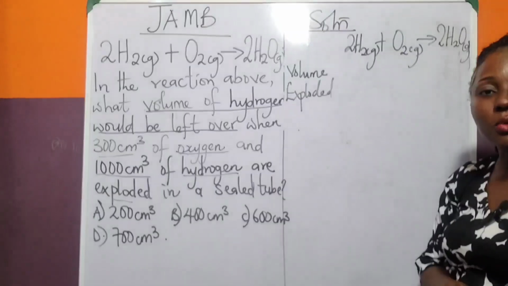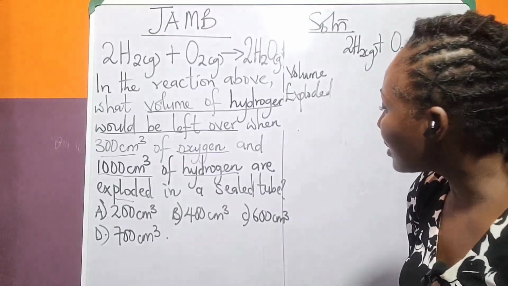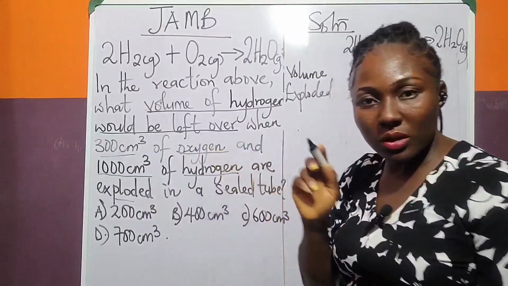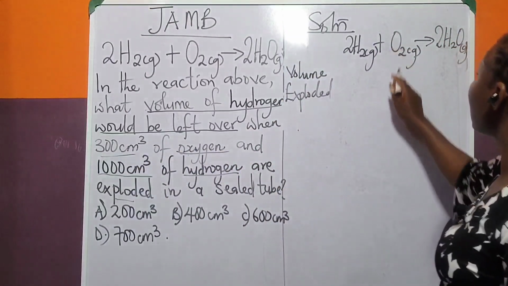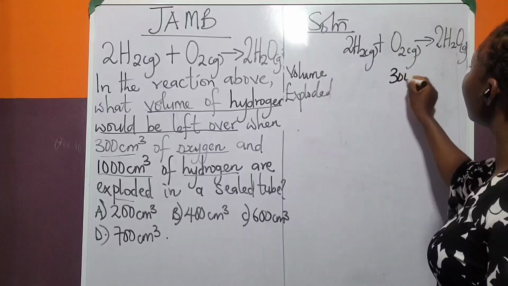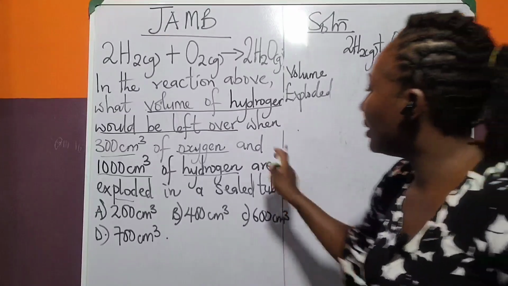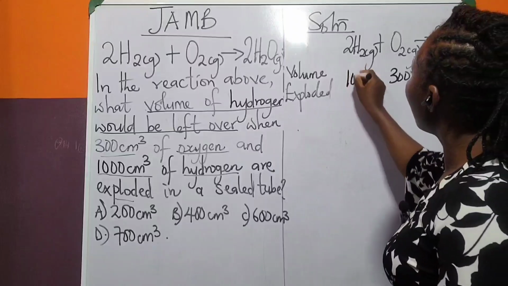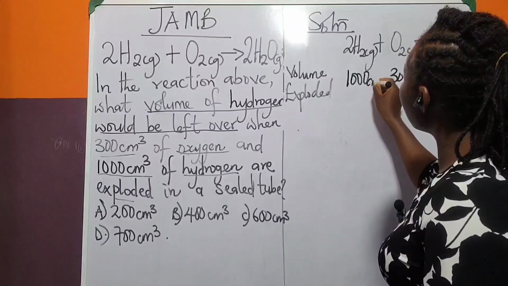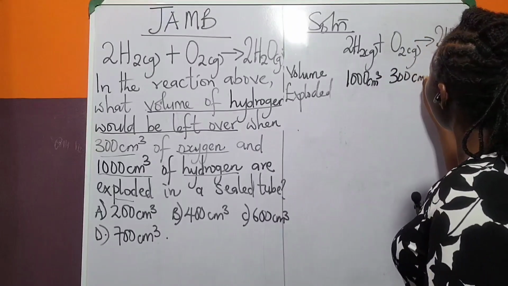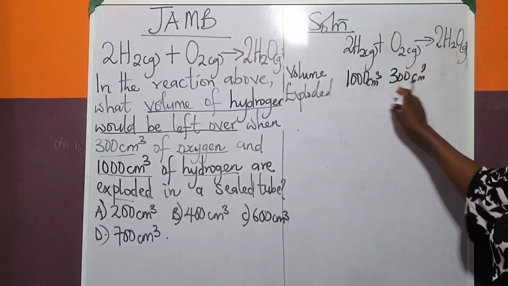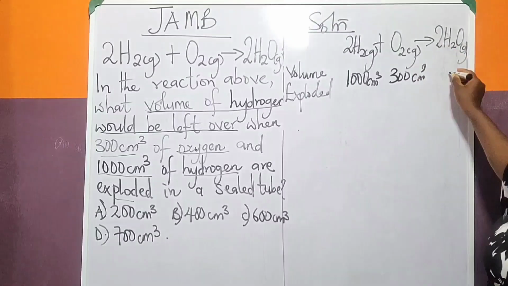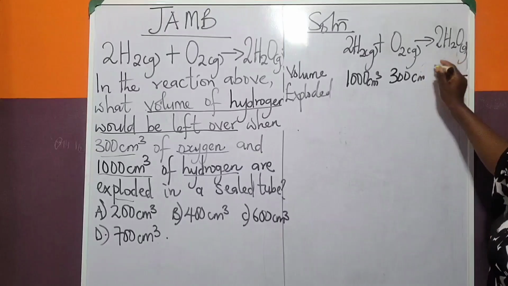For volume exploded, from the question I have that 300 cm cube of oxygen was exploded. So for oxygen I have 300, then 1000 cm cube of hydrogen. So for hydrogen I have 1000. Then when this volume was exploded, steam has not been formed. So for steam, nothing.